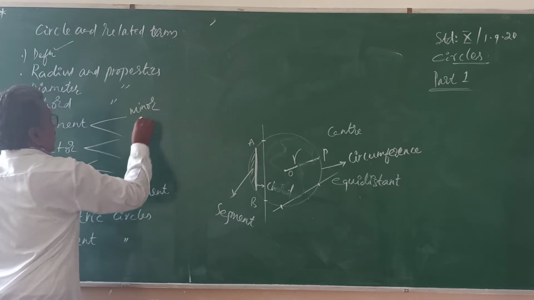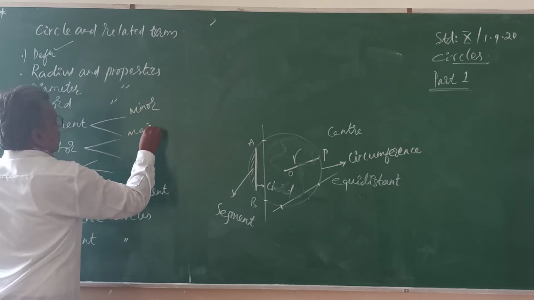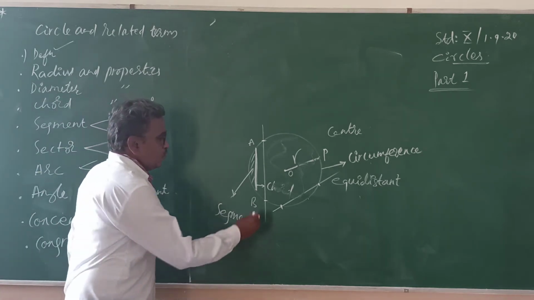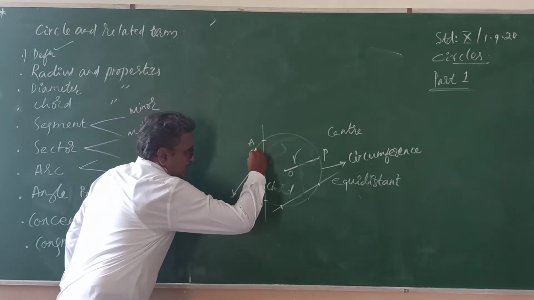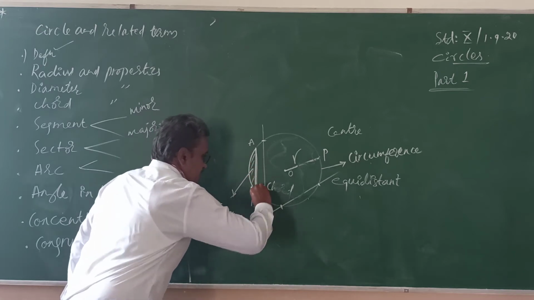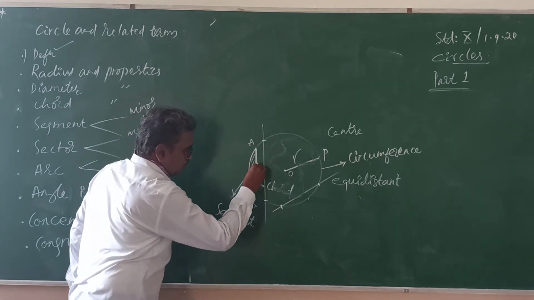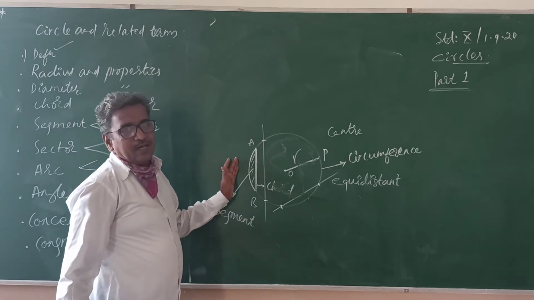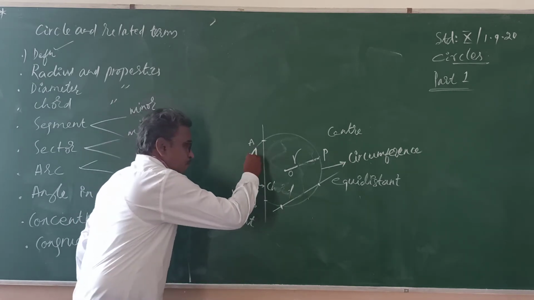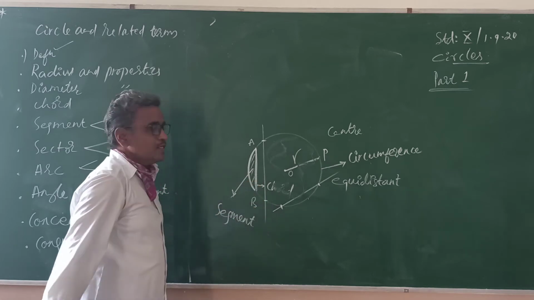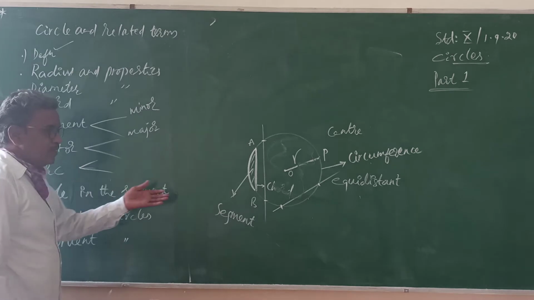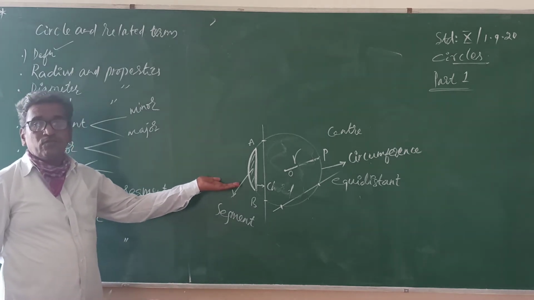Minor segment and major segment. So what is a segment? Here the distance between A and B is also a distance. A part of the circumference of the circle is called an arc. Arc means part of the circumference of the circle.